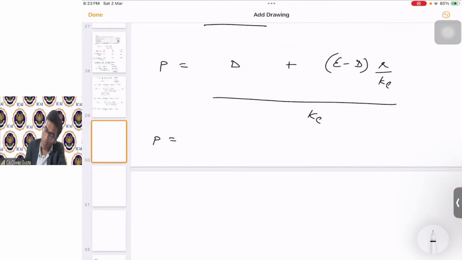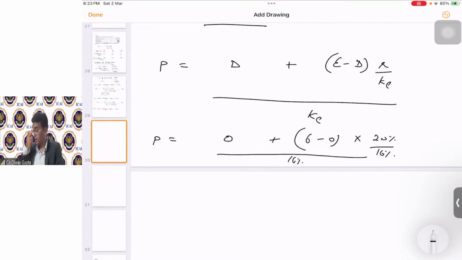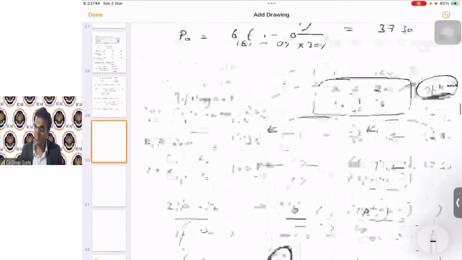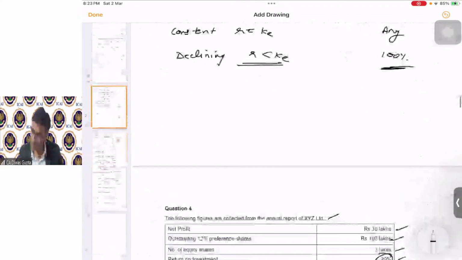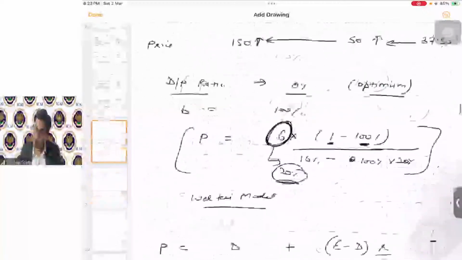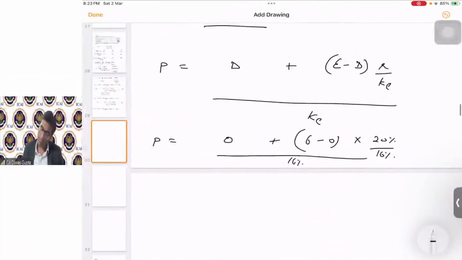So the price is equal to dividend, which becomes 0 in this case, plus earnings of 6 rupees multiplied by 20% divided by 16%, whole divided by 16%. If we do this, then what do we get? Wait, it's 20 divided by 16, right? So if we do this, what is the price that we really get? 6 into 0.2 divided by 0.16 divided by 0.16.